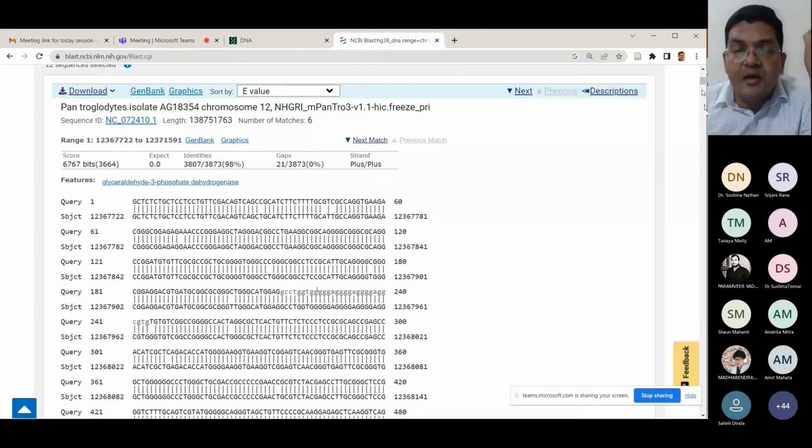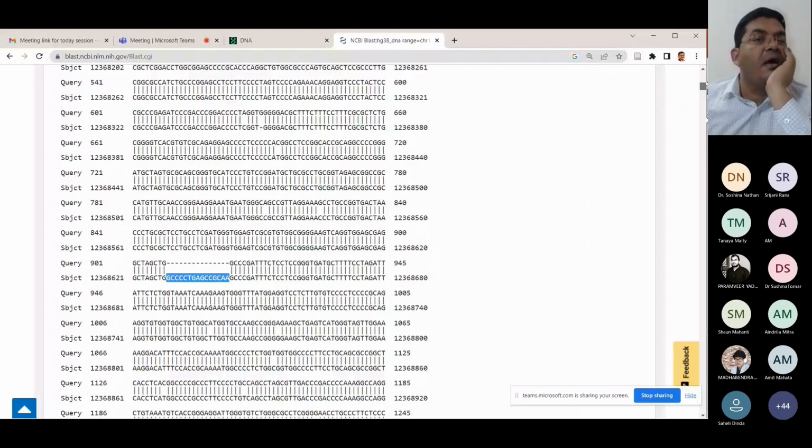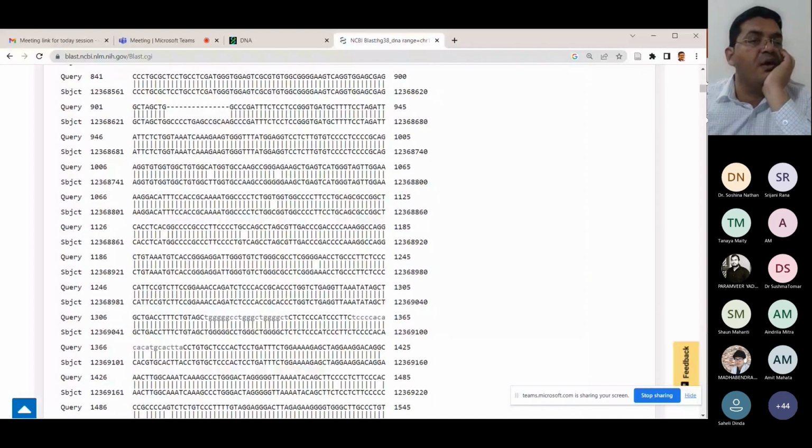Then you move on. We were at this position here, 901, and you can see there is a whole lot of sequence missing in the human, which is our query, and there is some extra sequence present here in chimpanzee. Beyond that, the alignment is again perfect. So these are some of the things.